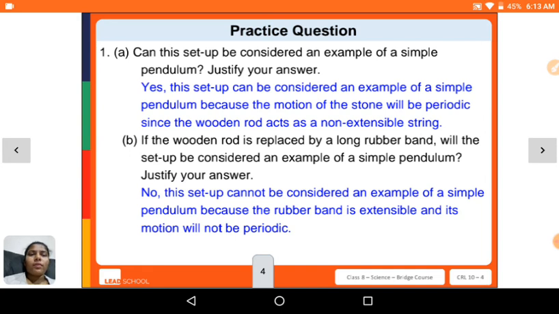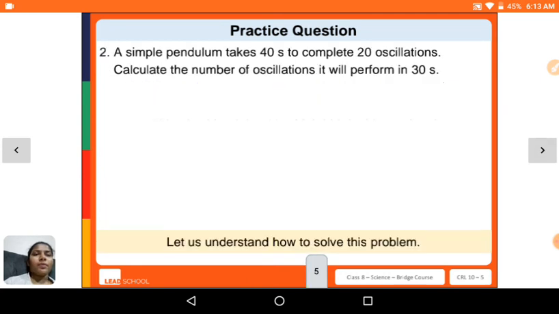So here, yes, this setup can be considered as an example of a simple pendulum, because the motion of the stone will be periodic, since the wooden rod acts as a non-extensible thing. And no, for the second answer, when we replace it by the long rubber band, this setup cannot be considered as an example of a simple pendulum, because the rubber band is extensible and its motion will not be periodic.